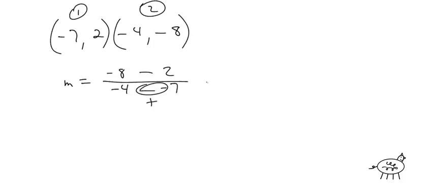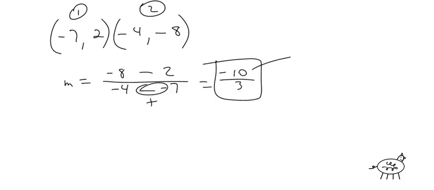Okay, that becomes plus. Negative 8 minus 2 is negative 10. Negative 4 plus 7 is 3. So that's your answer, negative 10/3. Can't do anything with it. Please don't write it as negative 3 1/3. Okay, I don't want any mixed fractions. Everything's supposed to be an improper fraction for slope. Because really when I graph it, then it's going to be down 10 and to the right 3. Okay, so that is using the slope formula.